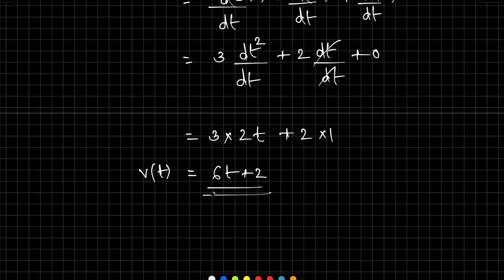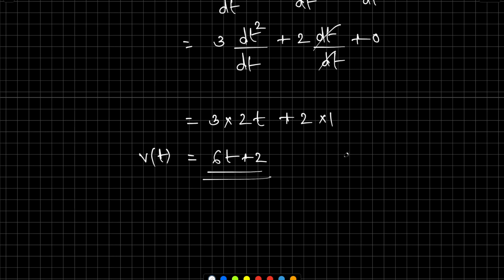This means the object which has a position function of 3t square plus 2t plus 5 has a velocity function of 6t plus 2. Its velocity keeps on changing for different time values. We have different velocities. Let's say time t equals 0. Velocity of this object will be v of 0, which is 6 times, replace t with 0, so it's 6 times 0 plus 2, so 2 meter per second.